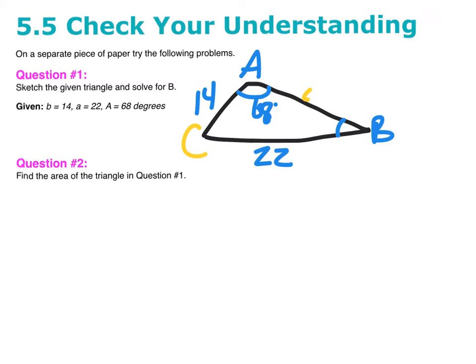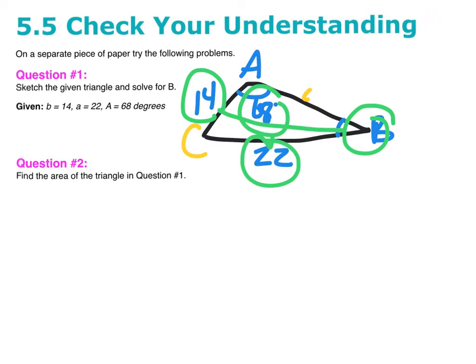Now, they do want us to find angle B. This won't work for SOHCAHTOA, nor does it work for law of cosines. So law of sines works nicely. I need angle B. I do have its corresponding side. I do have another pair. I have this angle and that side combo.